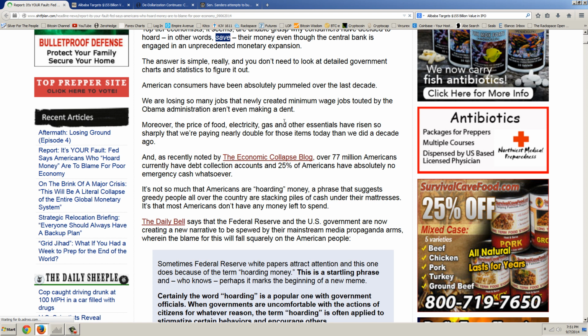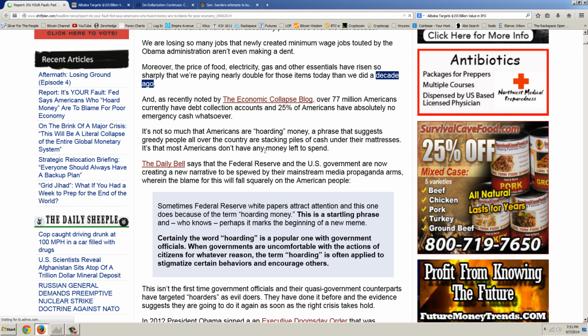We are losing so many jobs that newly created minimum wage jobs touted by the Obama administration aren't even making a dent. Moreover, the price of food, electricity, gas, and other essentials have risen so sharply that we're paying nearly double for those items than we did a decade ago. And as recently noted by the Economic Collapse blog, over 77 million Americans currently have debt collection accounts, and 25% of Americans have absolutely no emergency cash whatsoever.